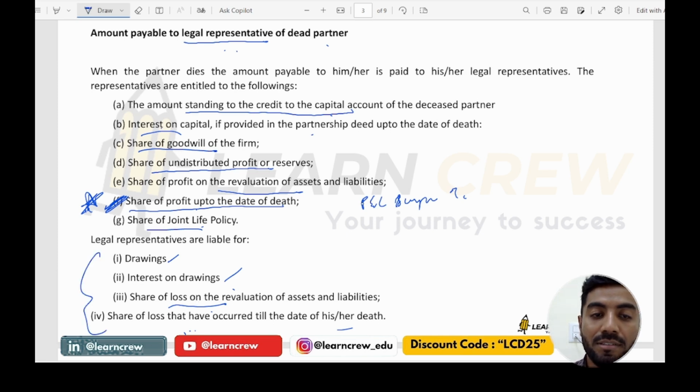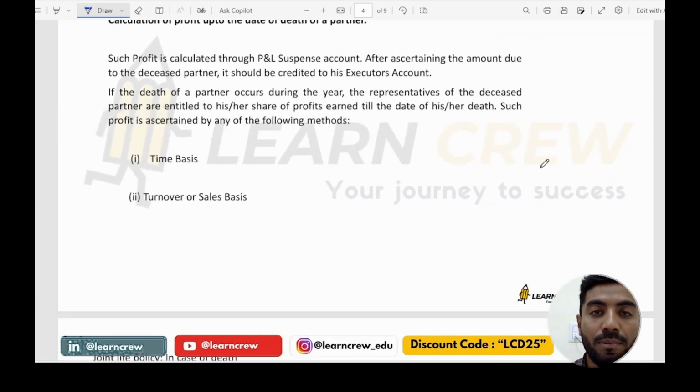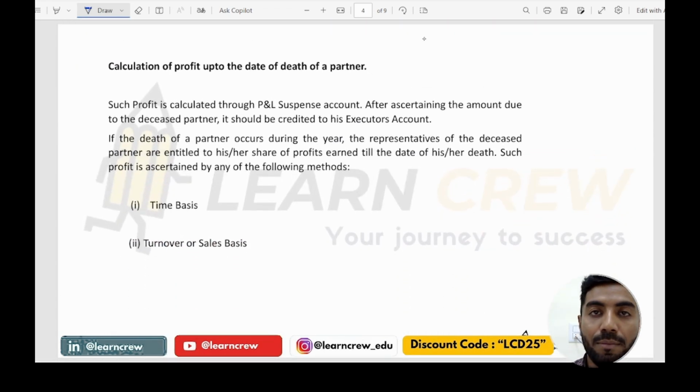But in this case, to find out the profit, a P&L suspense account will be opened. In this account, we find out the profit and loss till the date of death. Okay, done. Then calculation of profit up to the date of death. For example, the year begins from 1st of April and runs till 31st March. Say the partner dies on 30th of September. So there are 6 months.